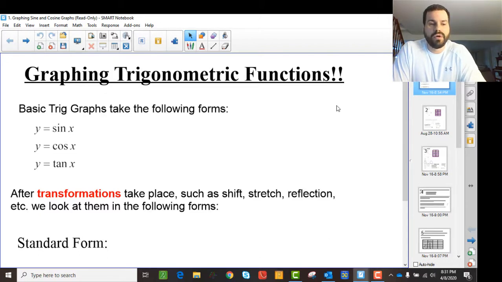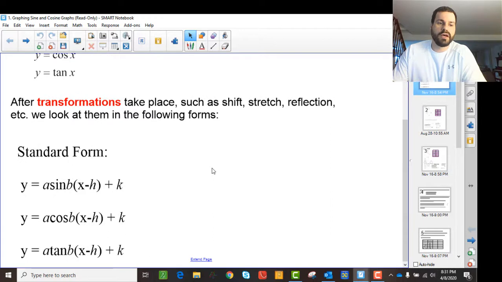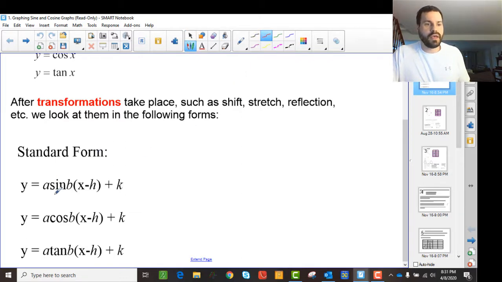What happens in terms of the form of the equation is it changes from just sine x and cosine x and tangent x to having 4 parameters. There are 4 different things that can affect the graph. There is a, which is multiplied on the outside of the trig function. There is b, which is multiplied by the x inside the trig function. In other words, it's sine of b times (x minus h). There is h, which is subtracted from the x, and there is k, which is added to the end.